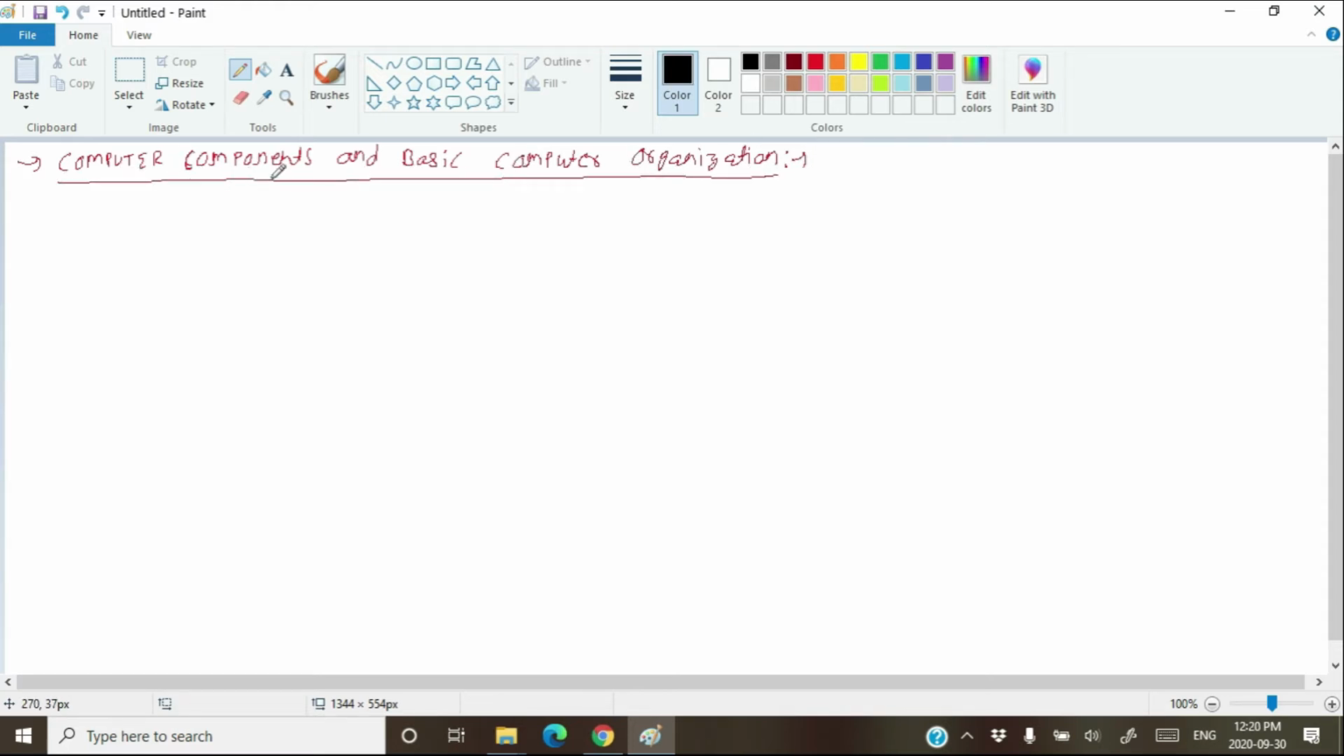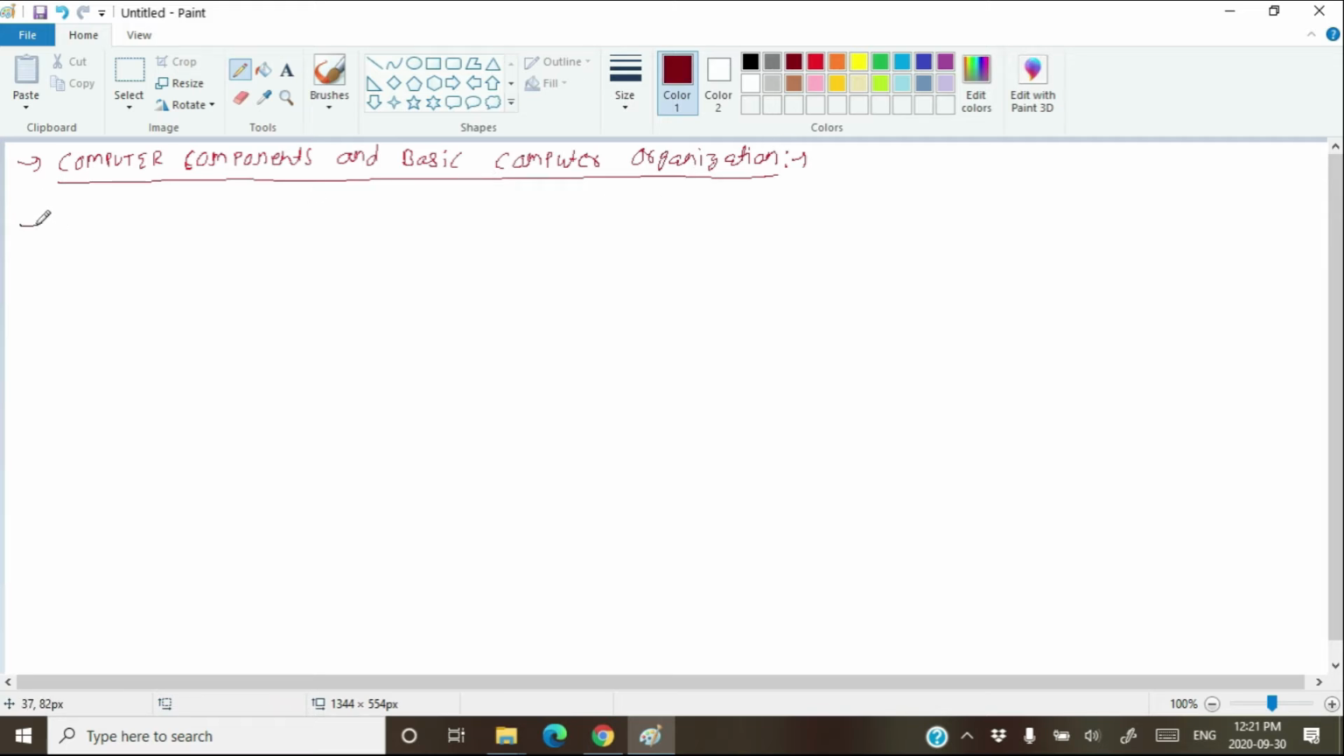Computer components means using which components a computer system is made of. And basic computer organization means how those components are connected to each other to create a computer to work as a computer. That means the components using which a computer is made of are called computer components, and how those components are connected to create a new computer is called computer organization. So we will deal with computer components and computer organization one by one.